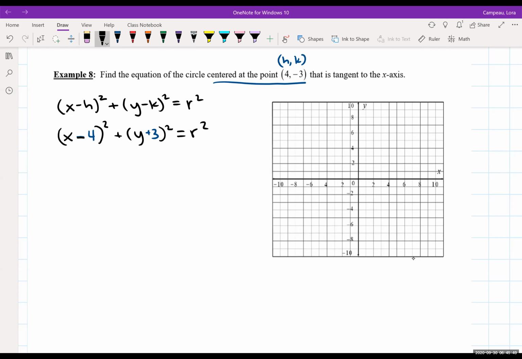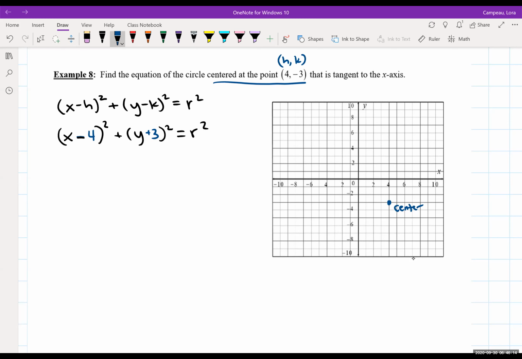So at least we kind of have a visual. I prefer to plot it, what the center is at least. So (4, -3). We'll draw that in. 4 to the right, 3 down. We're going to now have our center. Sometimes I'll label it just in case, so I don't forget what I just plotted.